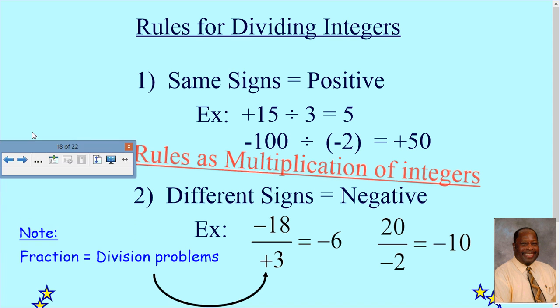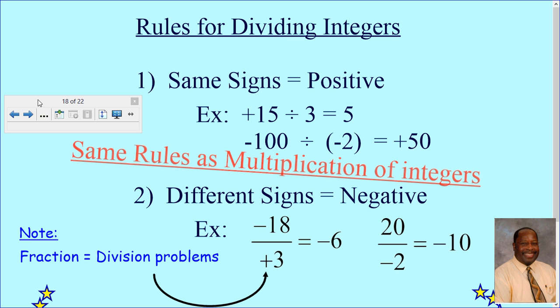Rules for dividing integers. When we divide integers, we have the same rules as multiplication of integers. So same signs equal positive. For example, positive 15 divided by 3 equals 5. Those signs are the same even though the 3 doesn't have a positive sign. It's indicated automatically to be positive. So same signs are positive. Negative 100 divided by negative 2. 100 divided by 2 is 50. And the signs are the same, so that equals positive.